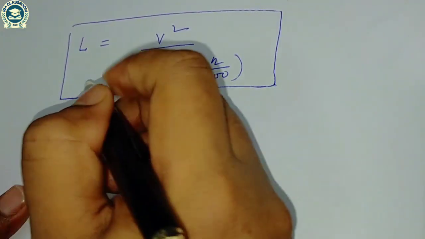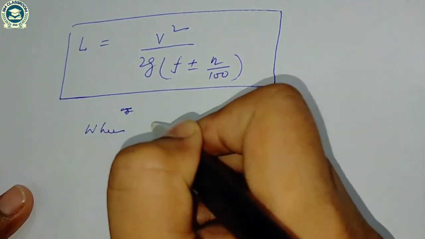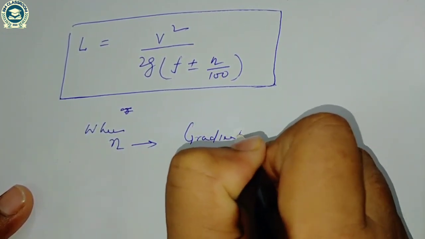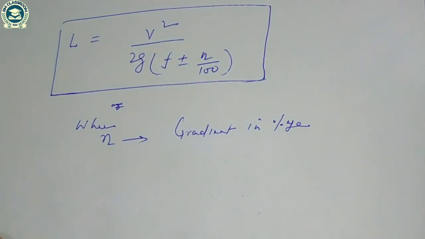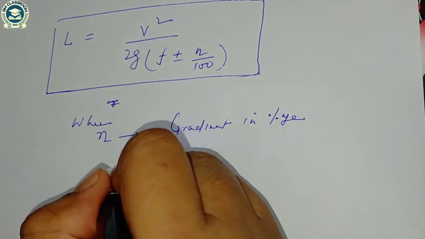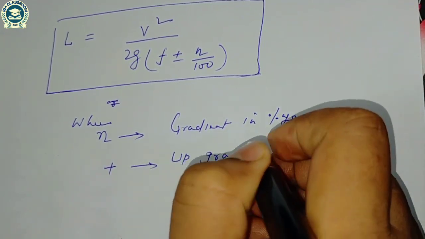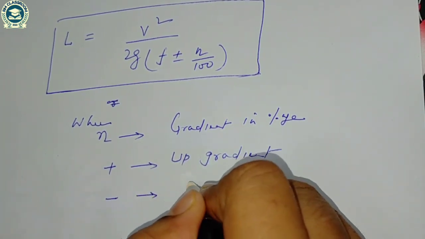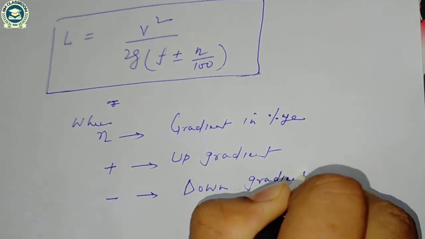Or tan theta, that will be equal to the gradient, where n is the gradient in percentage. Plus sign is used for up gradient, and negative sign is used for down gradient.